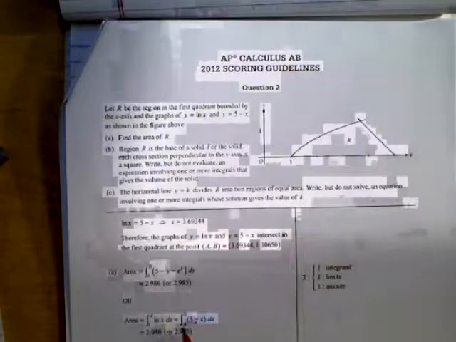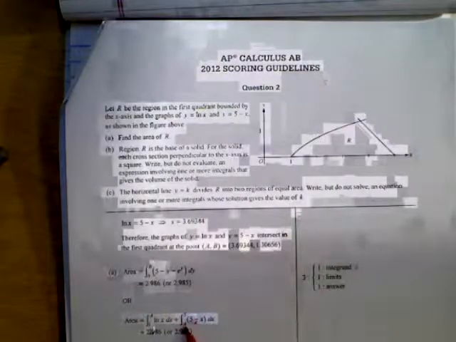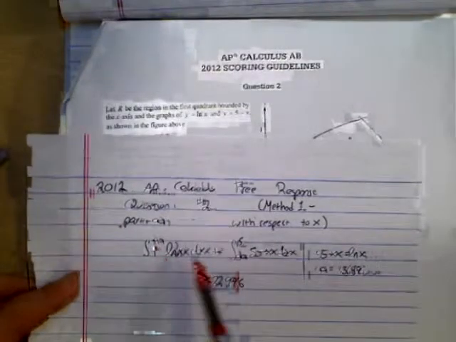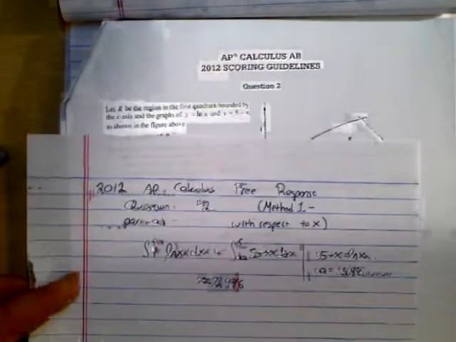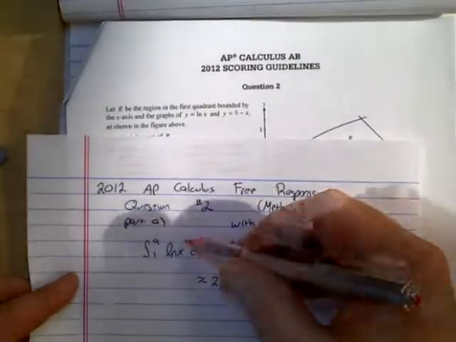This is integrating with respect to x. So they say the integral from 1 to a of ln of x dx plus the integral from a to 5 of 5 minus x dx. That's what I started with here. And then we also found out what that a was, and we integrated that, and we got 2.986. So the integrands are correct here.